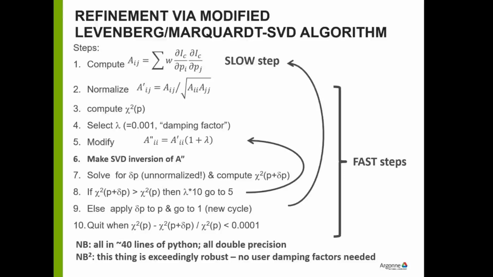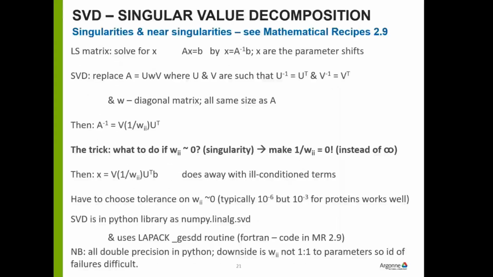And it's all double precision. And this thing is really robust. This is sort of industrial strength damping. And so you don't have to have damping factors. I'm not going to bother with that. You can read about this.